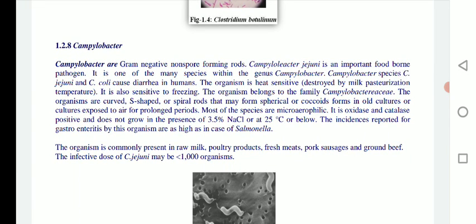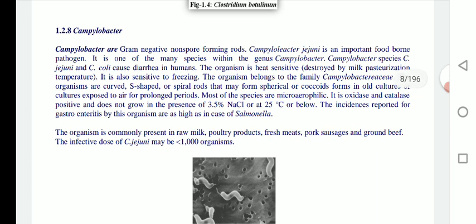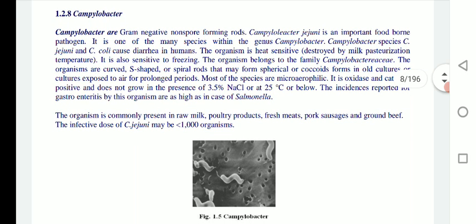So Campylobacter are gram-negative non-spore forming rods. Campylobacter jejuni is an important foodborne pathogen, one of many species within the genus Campylobacter. Campylobacter species, that is Campylobacter jejuni and Campylobacter coli, cause diarrhea in humans, and the organism is sensitive. It is destroyed at pasteurization temperature. It is also sensitive to freezing.